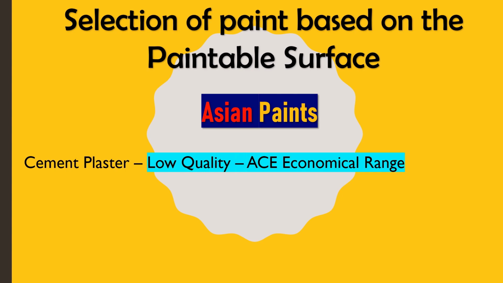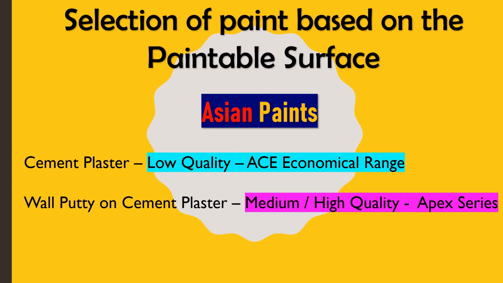While if you want to apply the paint on the wall putty on the cement plaster, then you should select medium or high quality paint in the Asian Paints. These are categorized in the Apex series. Further in this video, you would study each and every paint categorized in all these series, which would include its cost, its life, its finishing, its color shades, all these things.